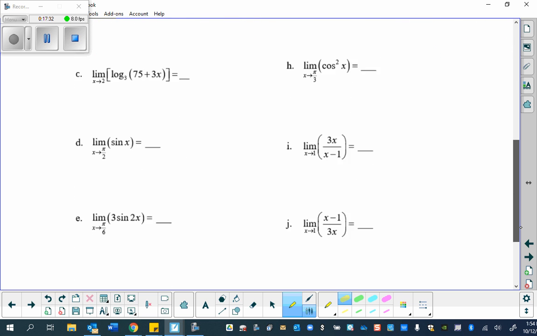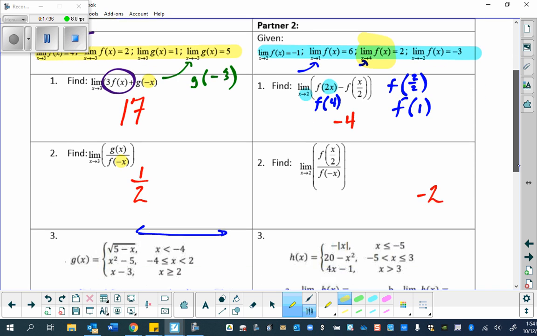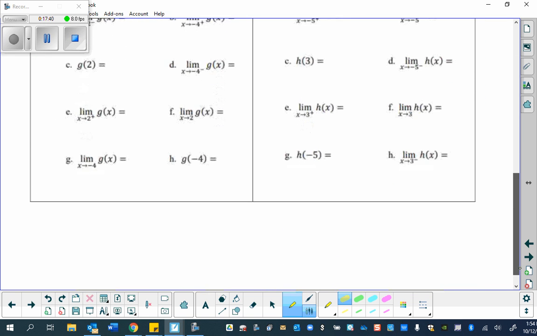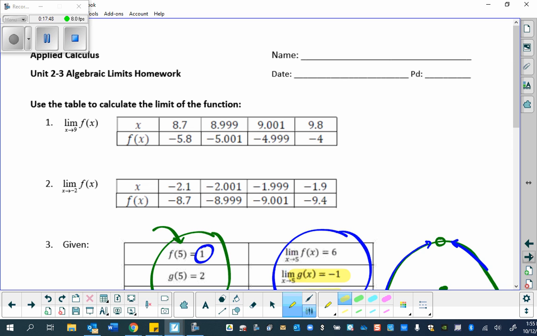This practice we ended up doing with our Sage and Scribe, which was our partner 1 and 2 conversations. Lots of limit practice here for you to go back and fill in and check if you need. Okay. 2-3 homework.